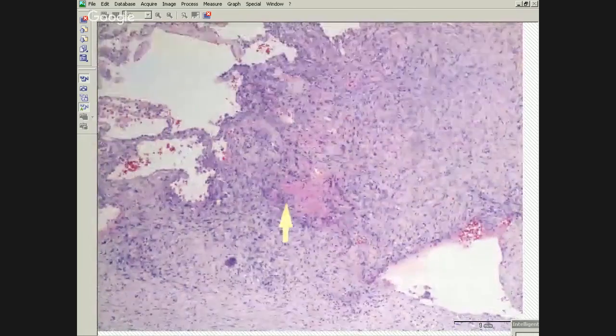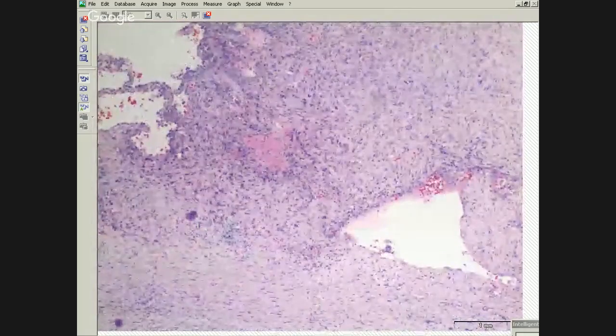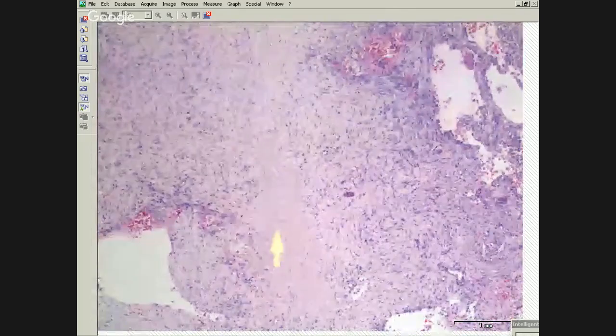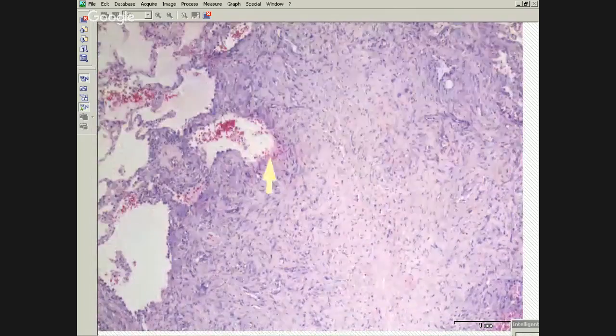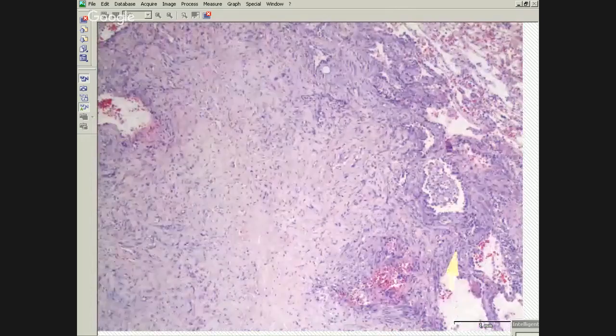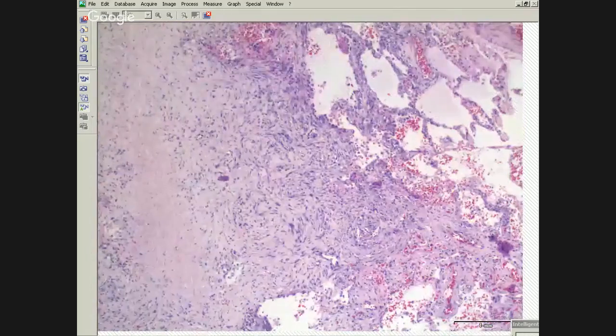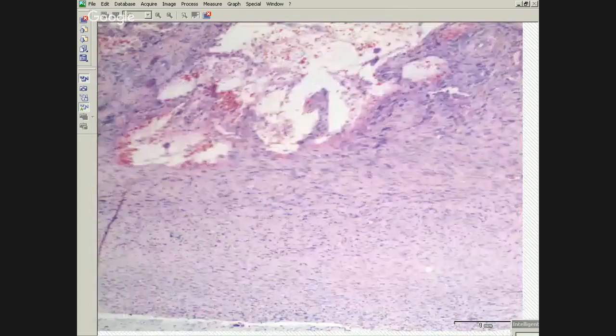And then importantly, this is a good area here, you have areas of what's called bland necrosis or coagulative necrosis, and here it's actually infiltrating into the lung parenchyma. So was it a localized mass or diffuse? Diffuse.